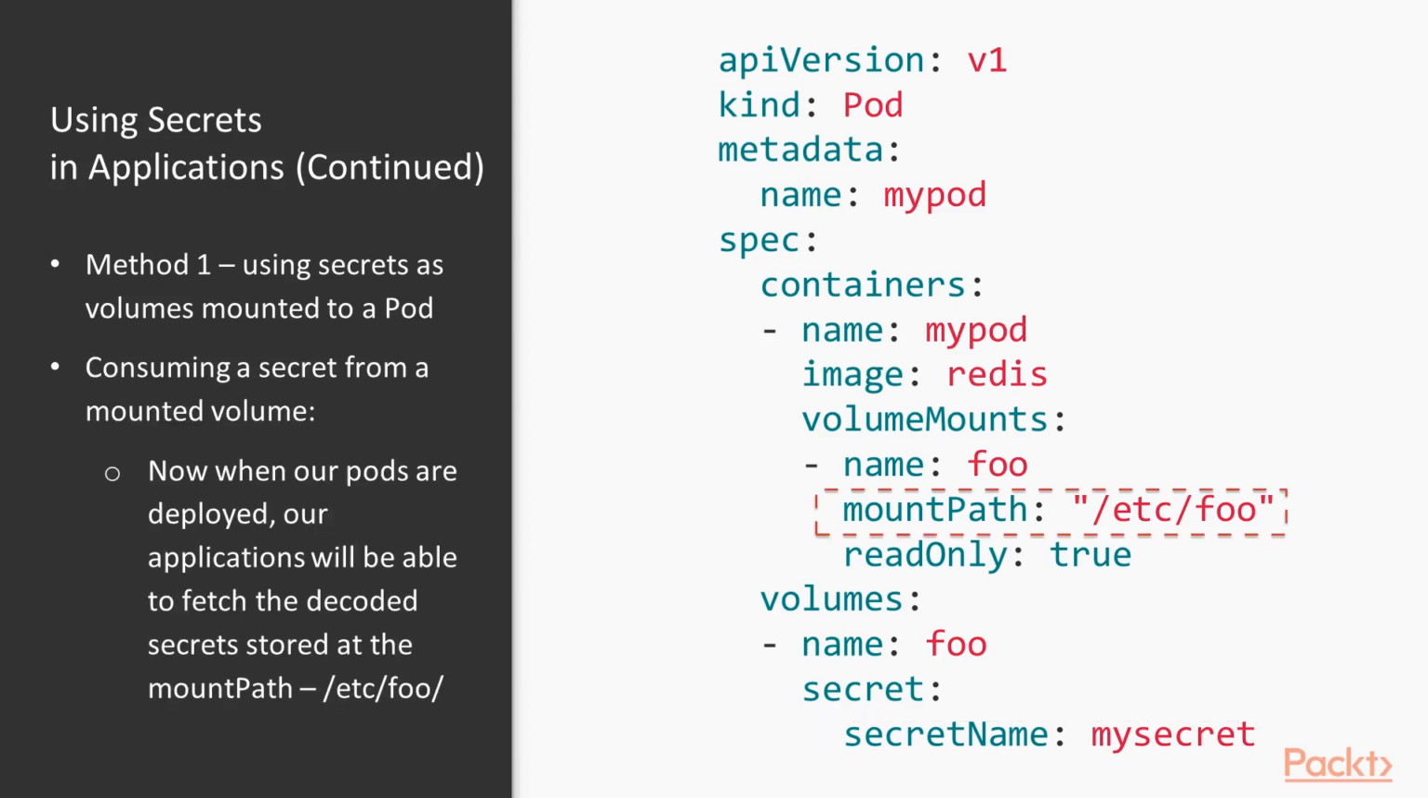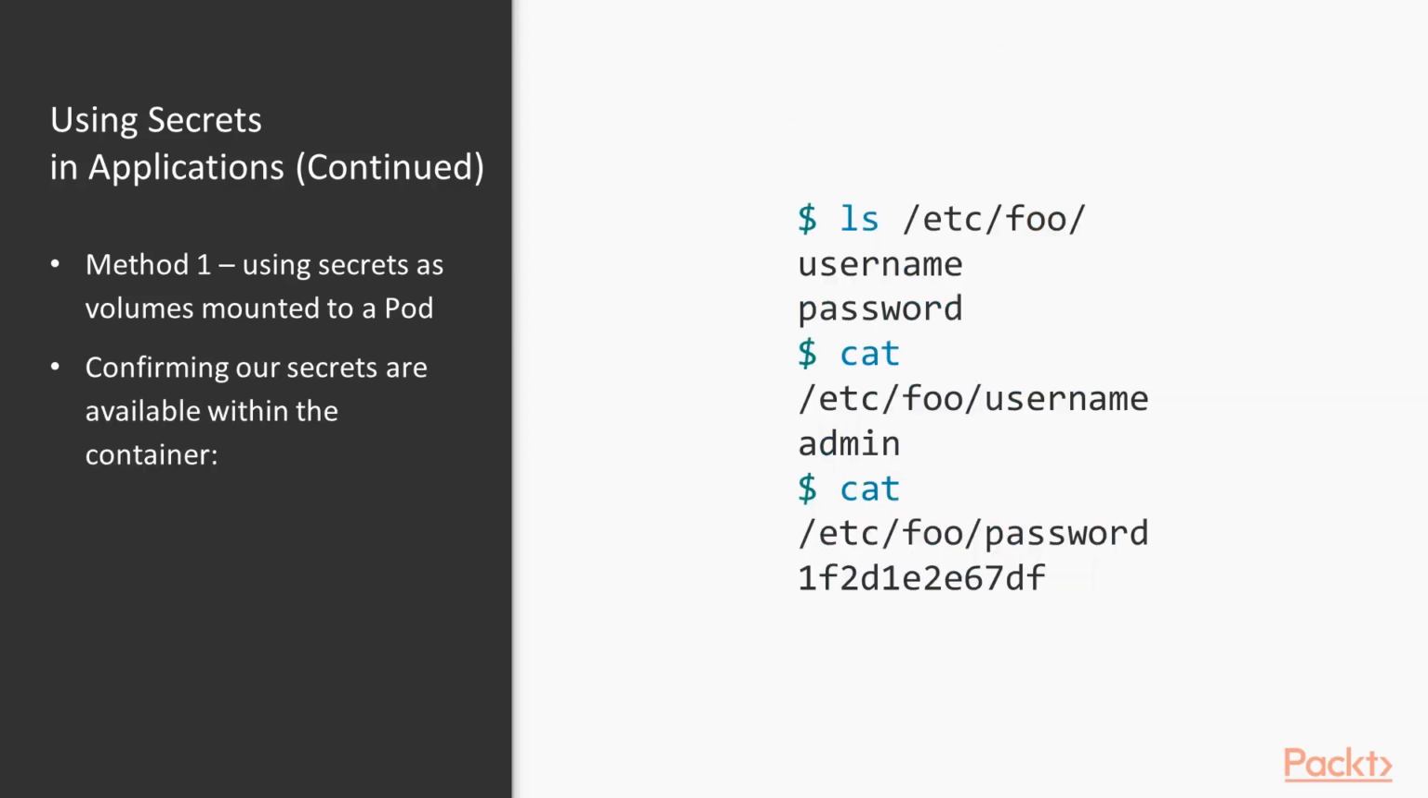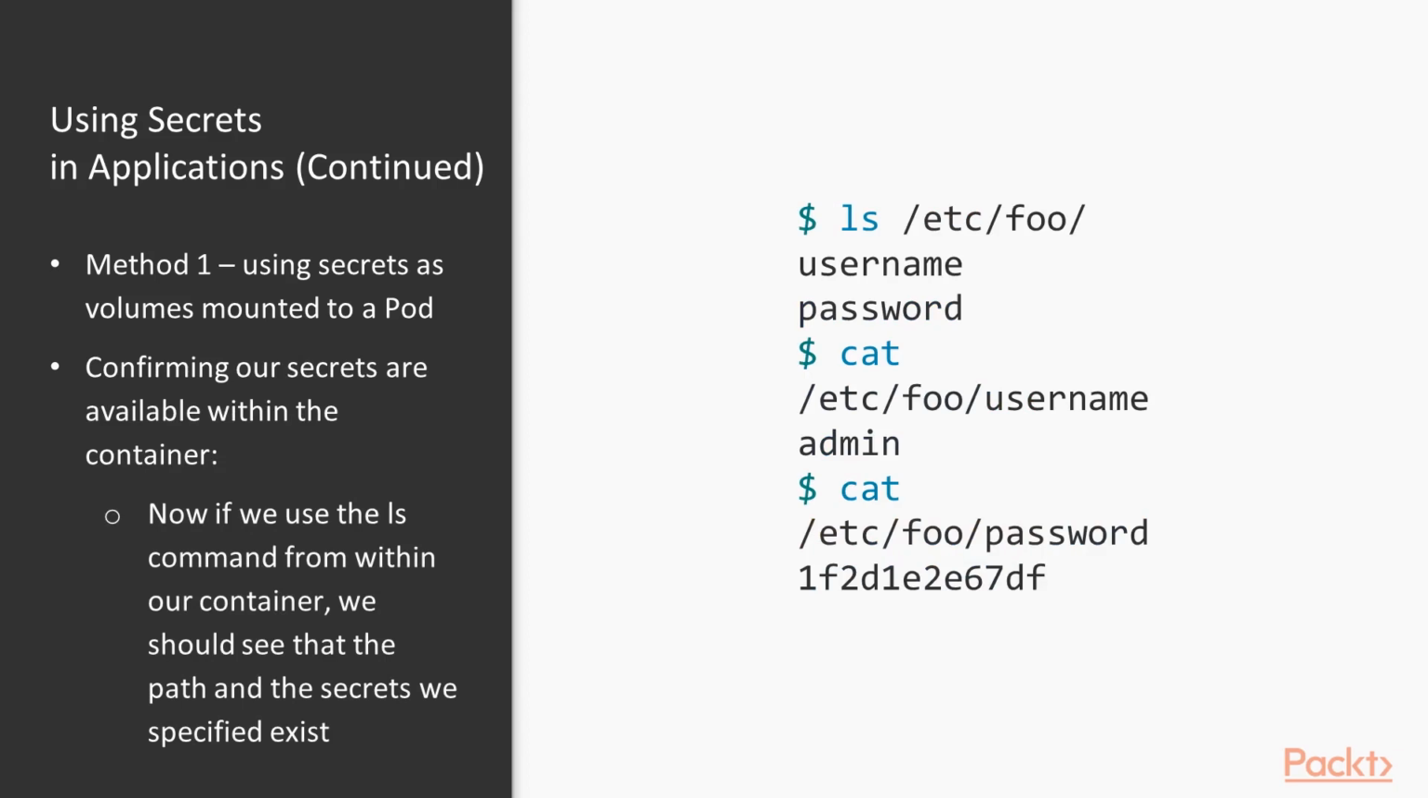Now, when our pods are deployed, our applications will be able to fetch the decoded secret stored at the mount path /etc/foo. Now, to confirm our secrets are available within the container, if we use the ls command from within our container, we should see that the path and the secrets we specified exist. And to do that, you need to SSH into your container.